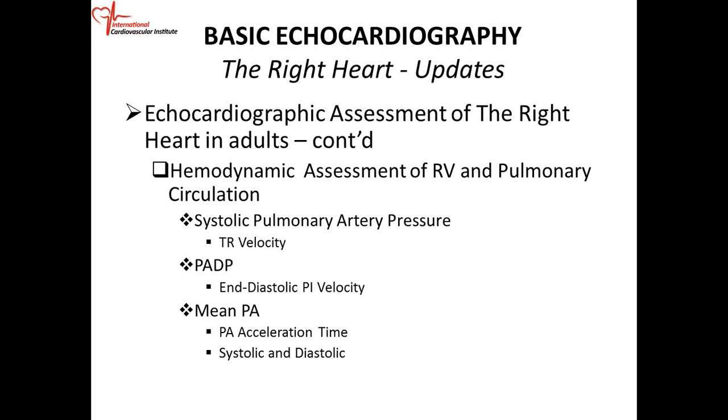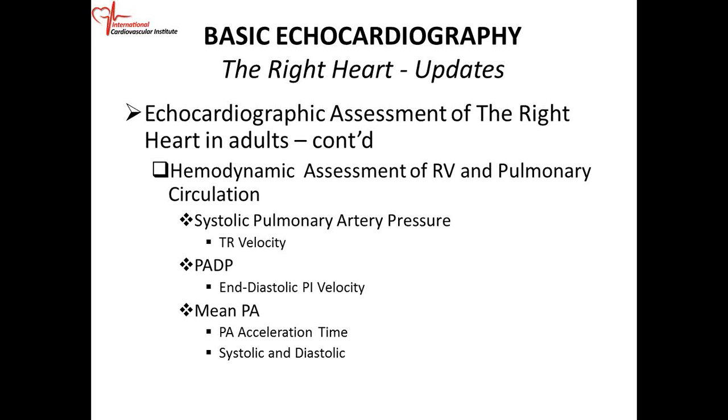So the only reason why you get tricuspid regurgitation is because there is a gradient from the RV to the RA. The pressure in the RV is greater than the pressure in the RA. So if that tricuspid valve is incompetent, you're going to have blood flowing from the RV to the RA in systole, because that's when the RV contracts.